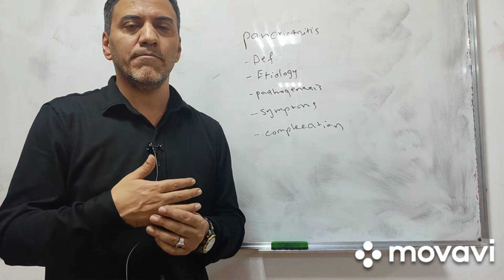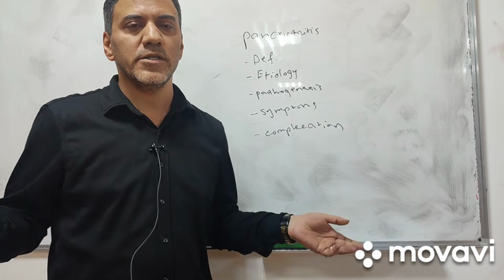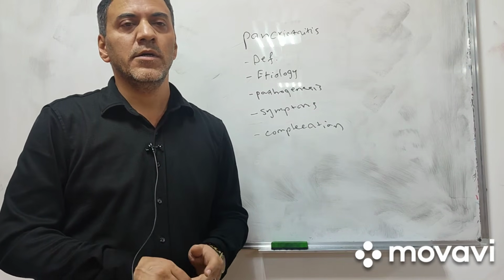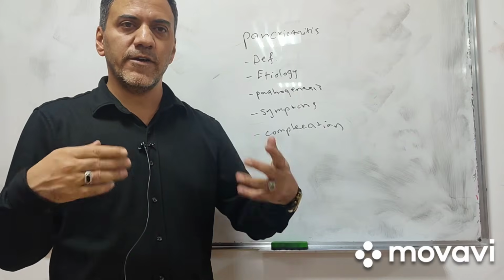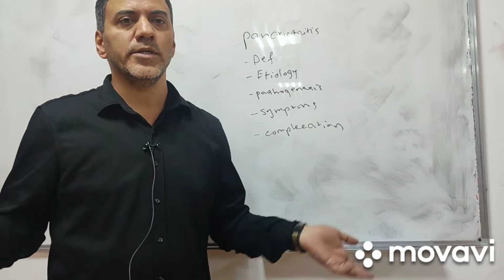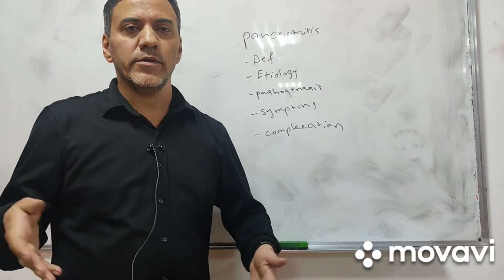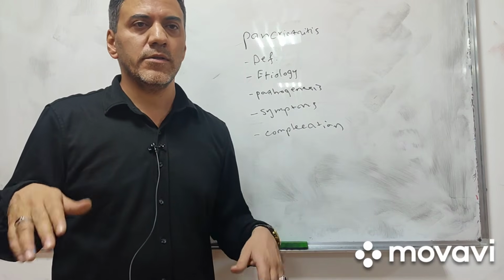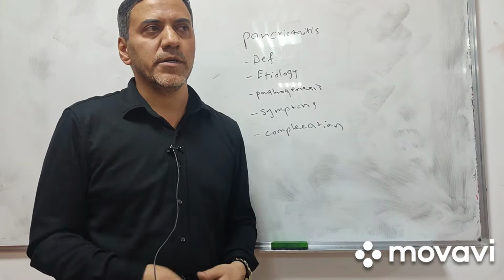The next symptom is hyperglycemia. Why? Because pancreatitis will affect beta cells. With no insulin synthesis, there is hyperglycemia. We can call it second type diabetes.